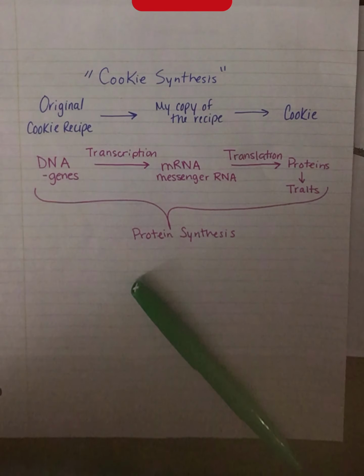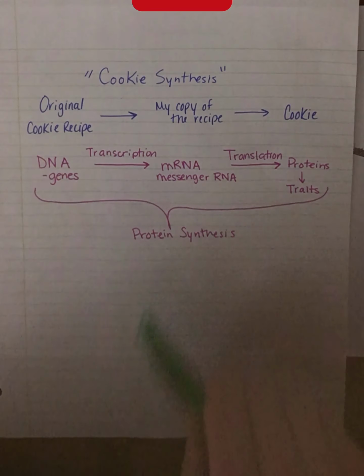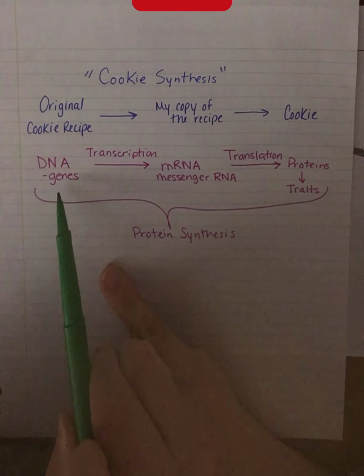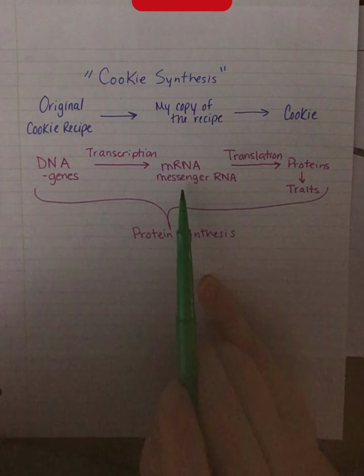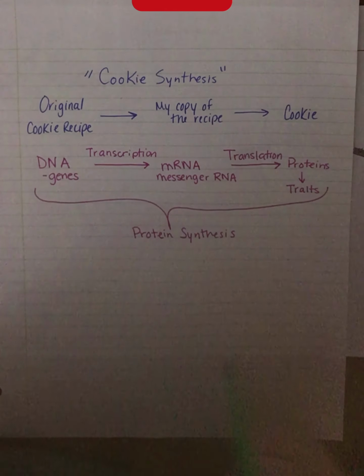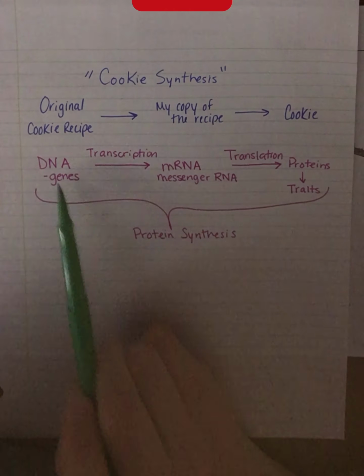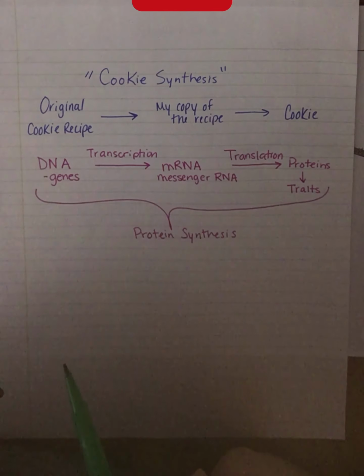So once I do get the copy, I'm going to use those instructions to help me build my final product, which is the cookie. This is very similar to the process of protein synthesis in the fact that our DNA, which is like our recipe, is housed in a safe place, the nucleus. And since we can't take it out of the nucleus, we have to first write it down into a copy, or what we refer to as messenger RNA. That process is called transcription, and we went over that last week.